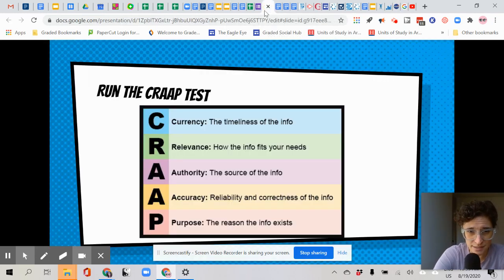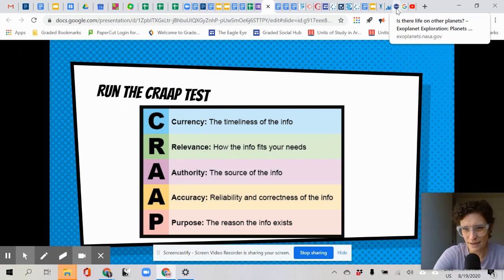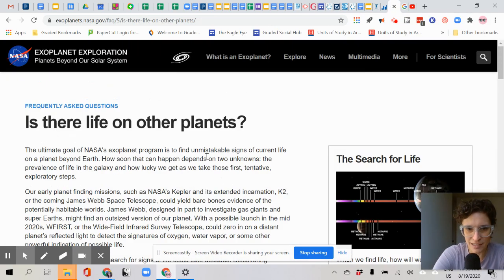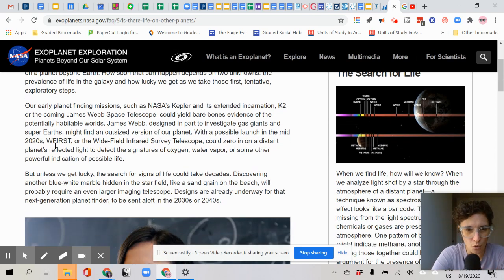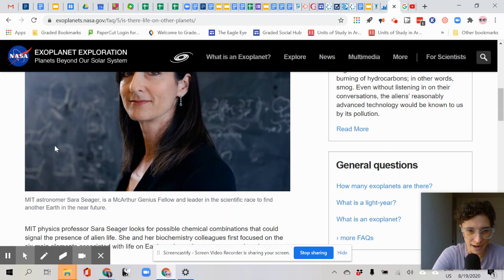My two A's are authority and accuracy. So NASA is an excellent authority on space and life on other planets. Check. There's no author written here, which means it was written by the organization, probably a team of people at NASA, but NASA is reliable. So I can say this has a good author. Accuracy. I am not seeing errors. This is proofread. It's organized. It's neat. And the things that it's saying don't contradict other things that I've read.